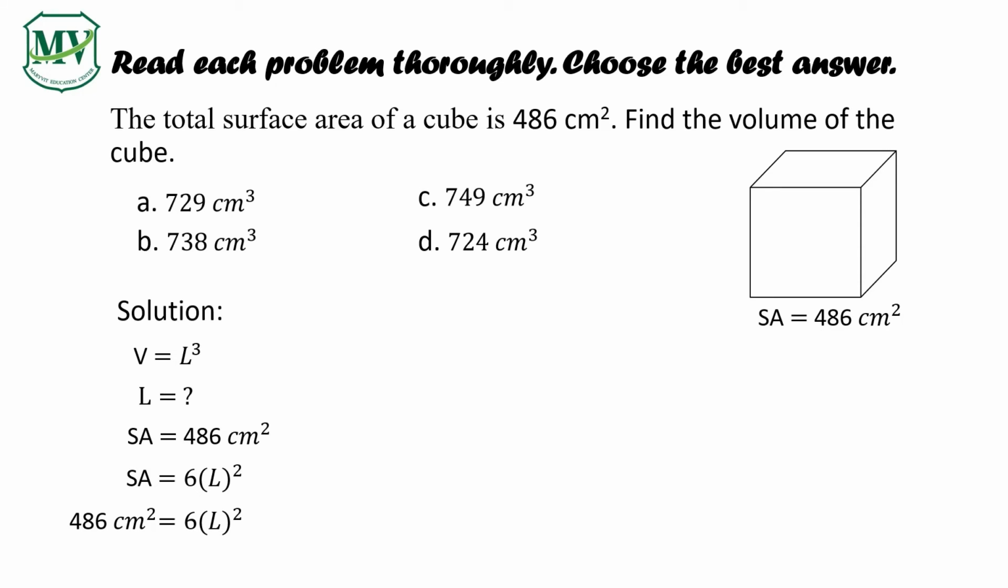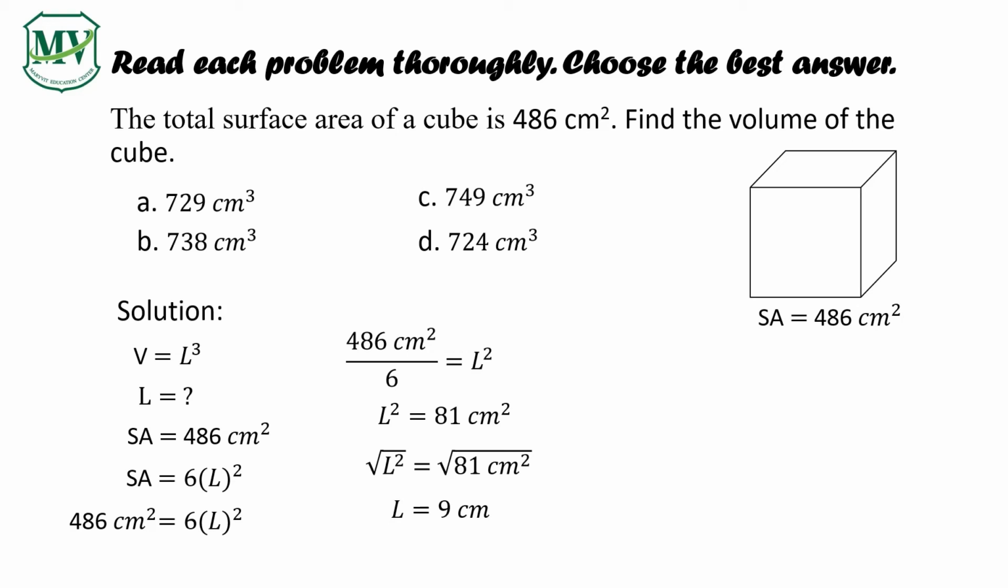Then we substitute 486 to surface area. So it will become 486 centimeter raised to 2 is equal to 6 times the quantity of L raised to 2. Then it will become 486 centimeter raised to 2 over 6 is equal to L raised to 2. Then L raised to 2 is equal to 81 centimeter raised to 2. We will square root both sides to find the value of L. So L is equal to 9 centimeter.